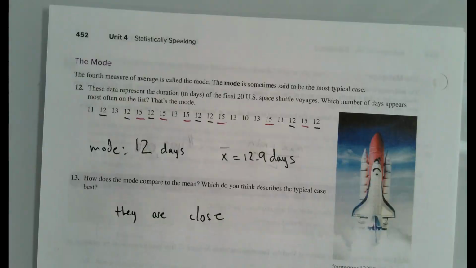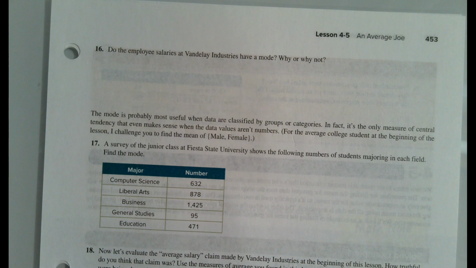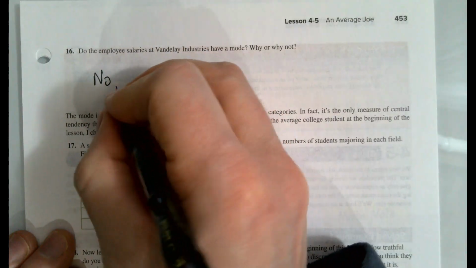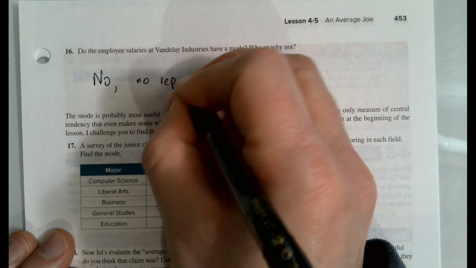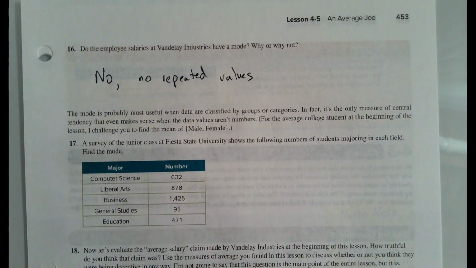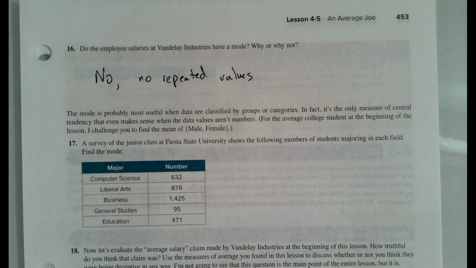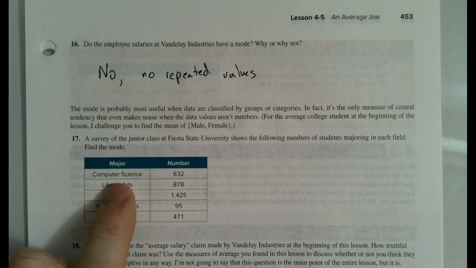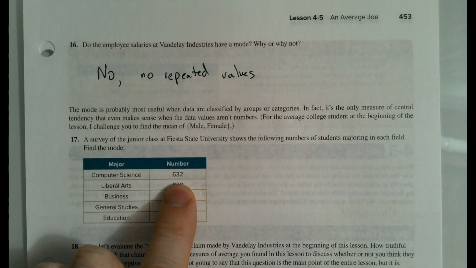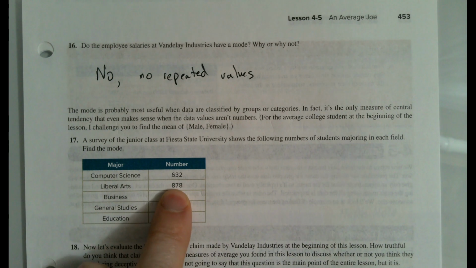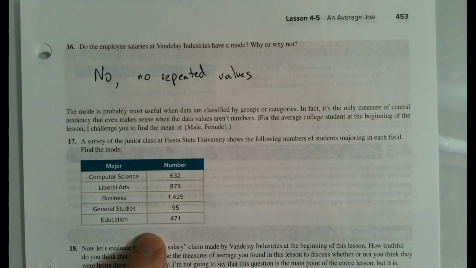There is one case where it's good. And in that case is when you have categorical data. Our Vandelay employees have no mode because there's no repeated value. In this case, here is a categorical frequency distribution. And what this data set is a list of majors of students. So if we were to see the raw data, we would have seen computer science listed 632 times in a table or in a column, and liberal arts 878 times, and so on and so forth.